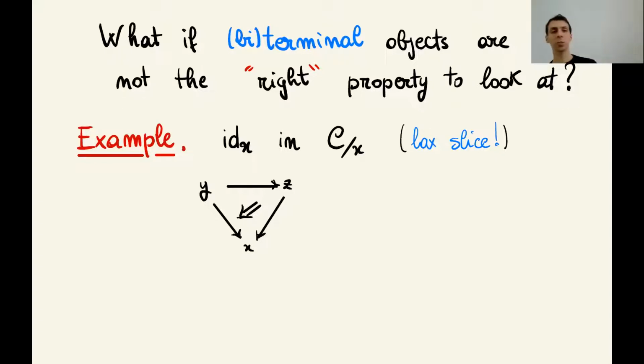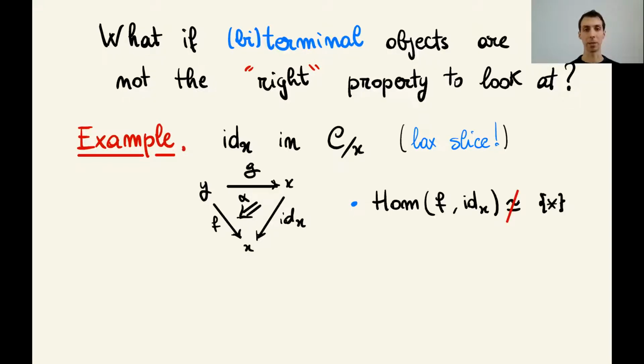So the objects are just one arrow over X, like Y over X, Z over X. And one arrow of this slice is a triangle filled with a two cell, like we draw here. So the identity of X should be some kind of universally terminal object. It must be terminal in some two categorical way. Let's see if it is biterminal.